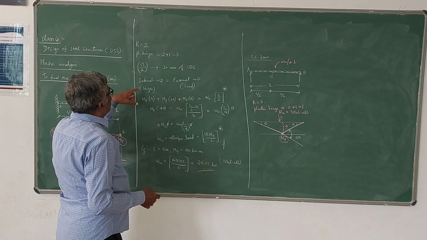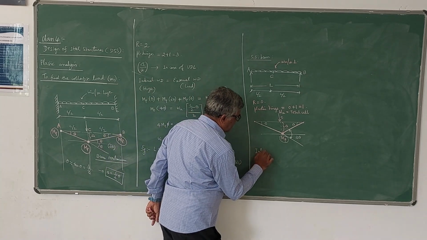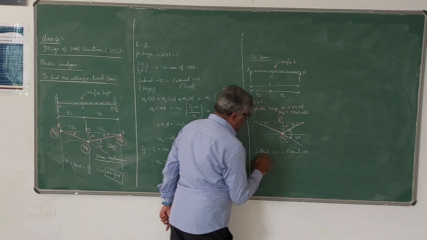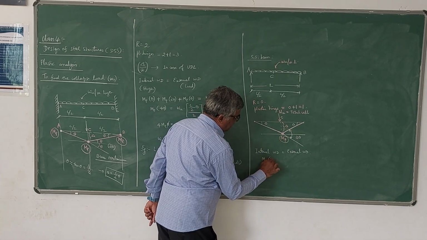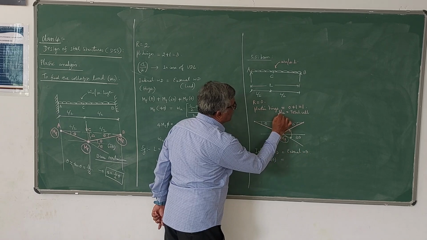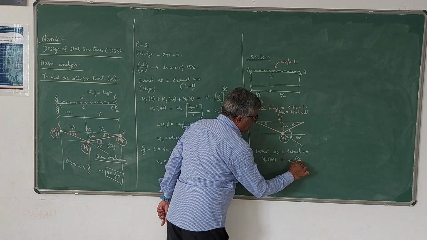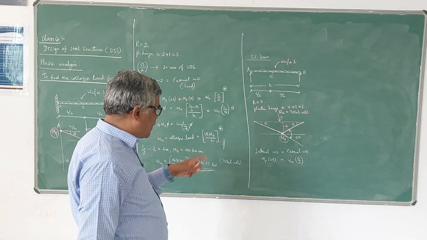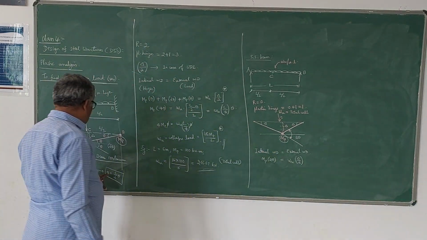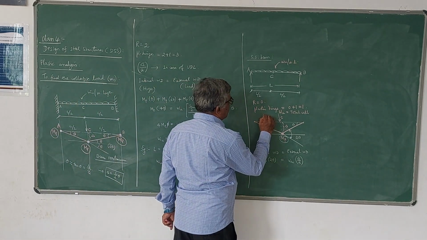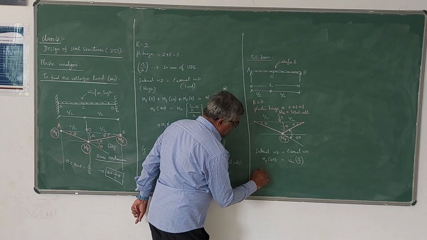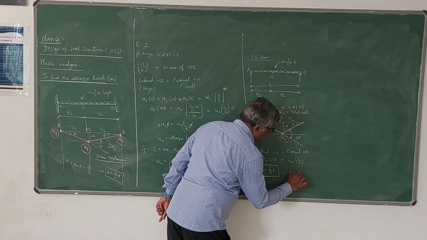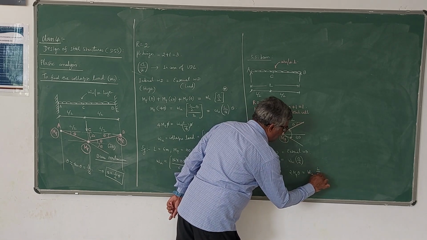Now apply internal work done equals external work done. Internal work done here is MP into 2 theta, the rotation. This is equal to the external work done, WU into delta by 2, because for a UDL, the load is assumed to act at the center point, but when taking the deflection you have to take delta by 2. Same condition holds true. Here delta is L by 2 into theta, because this is L by 2 and this is L by 2. If you substitute and simplify, this becomes 2 MP theta equals WU into L by 4 theta.